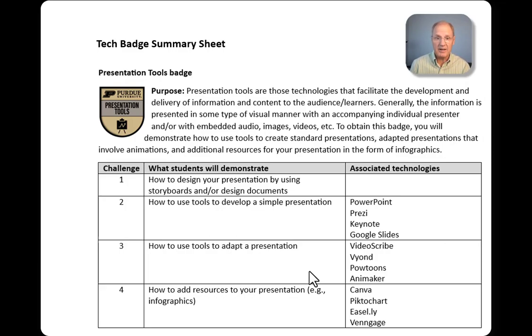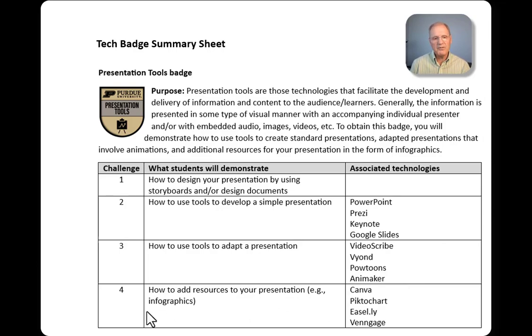Perhaps add in different types of animation or other things. VideoScribe or Biteable or Powtoon or whatever would be those types of technologies that you can use. In this case, the badge will have links to all of those so that you can figure out which way you want to go with that. And you would set up your presentation to adapt it into one that has those types of capabilities.